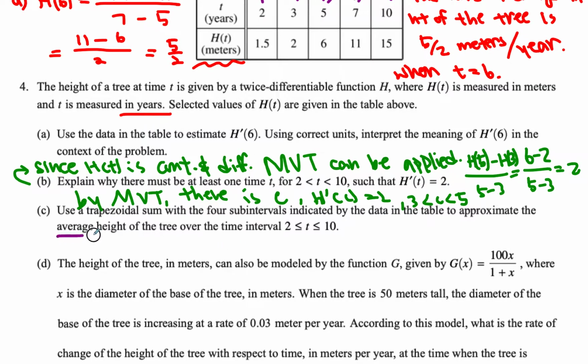And then they're saying average height. Average height is found by the integral of h(t) dt from 2 to 10, but divide by 8, because 8 is the difference between those two intervals. So I'm going to have 1/8 to begin with, but the integral can be expressed using the trapezoidal sum.